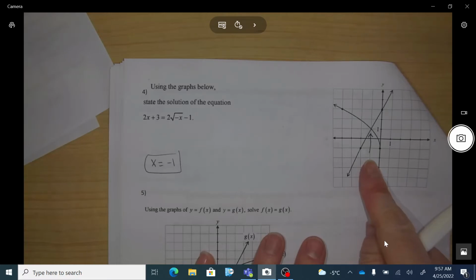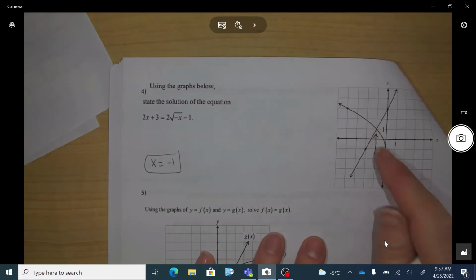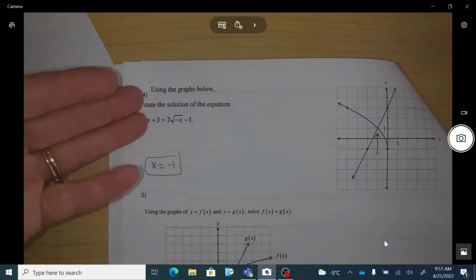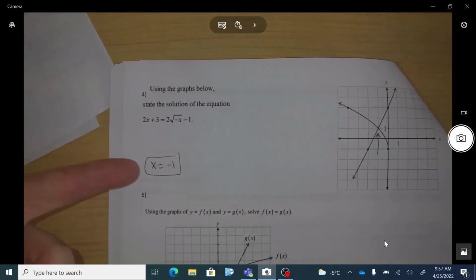I get a lot of mistakes stating the coordinate of the point. The coordinate of the point is not the solution to the equation, because think about the algebra. The final answer would be x equals something.